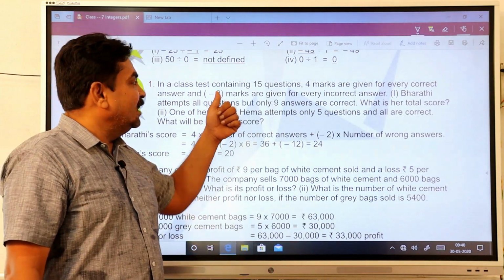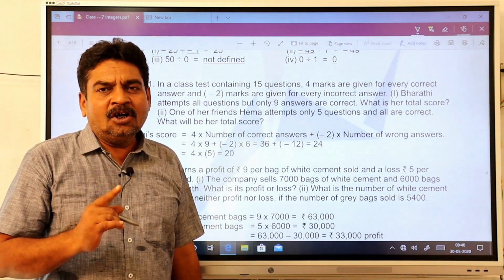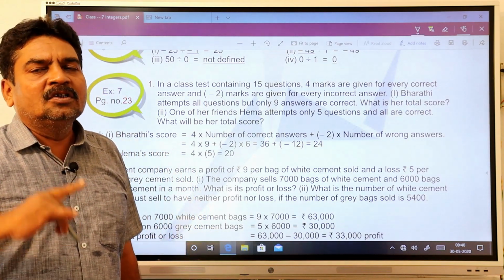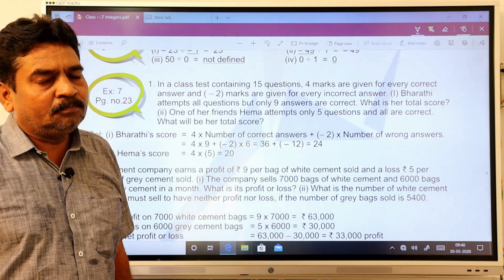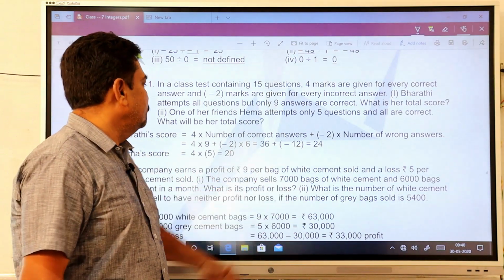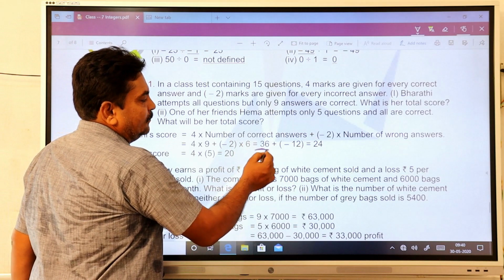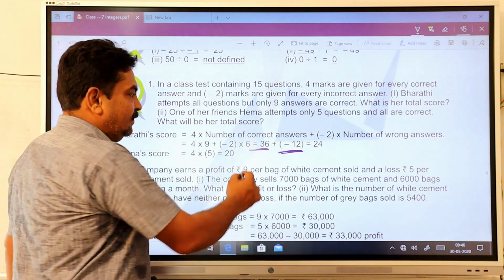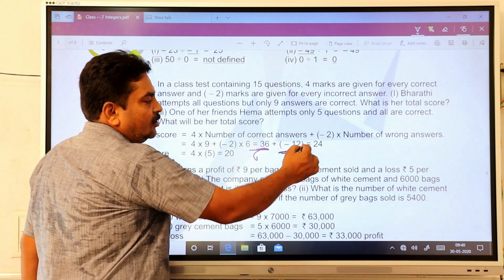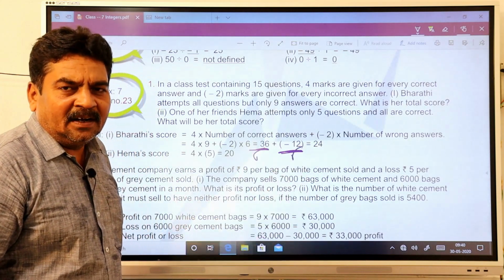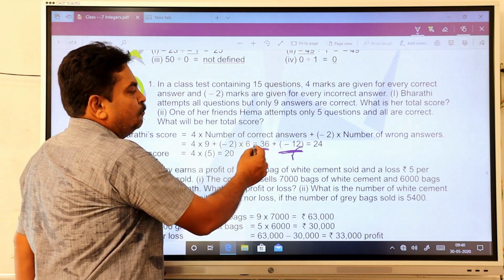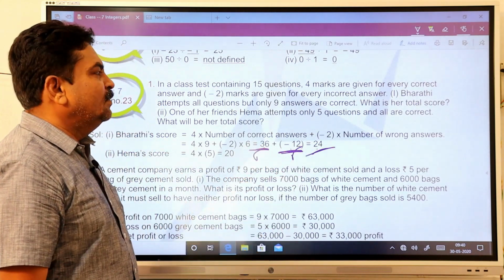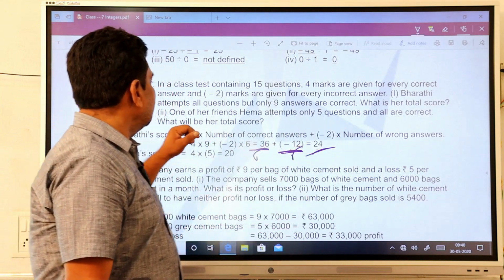Wrong means minus 2. For each wrong answer, minus 2 marks are going to be deducted. So 6 into 2 is 12. So that is nothing but, out of 36, 12 is deducted: 36 for 9 correct answers and minus 12 for wrong answers. So 36 minus 12 is how many? 24.